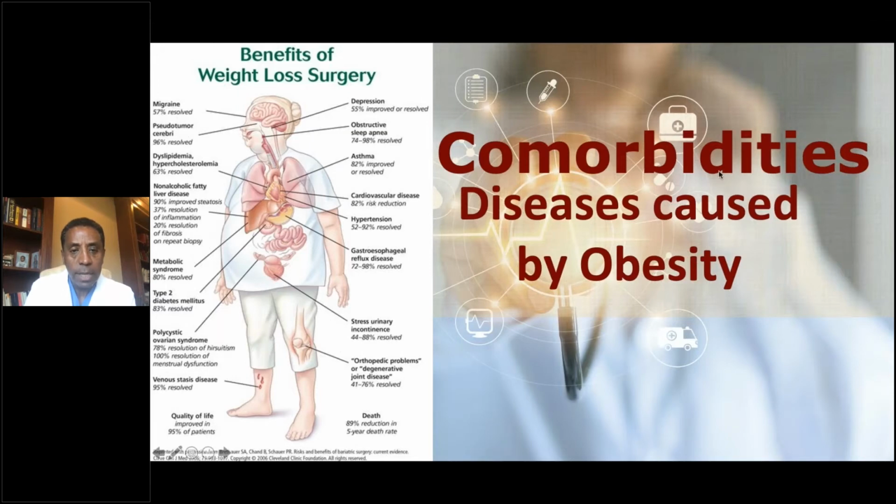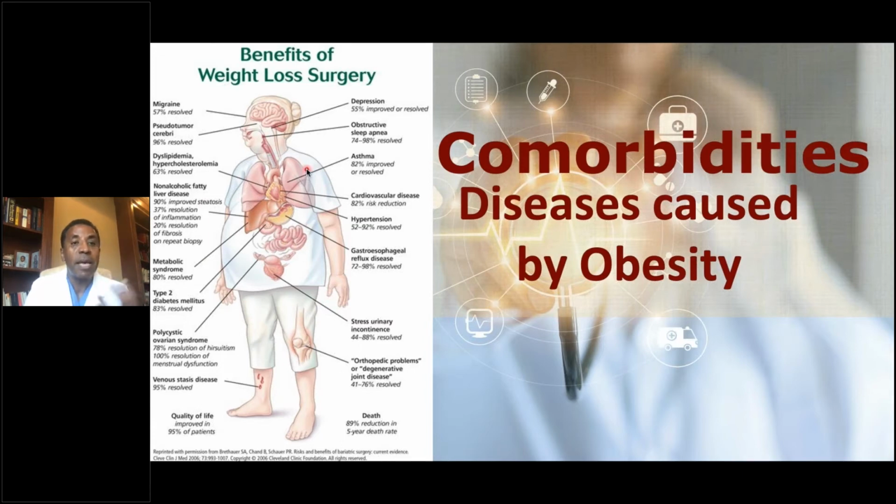So what are the consequences of obesity from a health point of view? Well, this diagram that comes from the Cleveland Clinic actually can show us that there are many organ systems that are affected by obesity in a negative fashion. This is actually a diagram that shows the benefits of weight loss surgery, but it points at the different illnesses that we can actually get out from by losing weight.